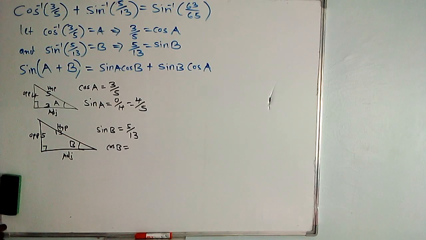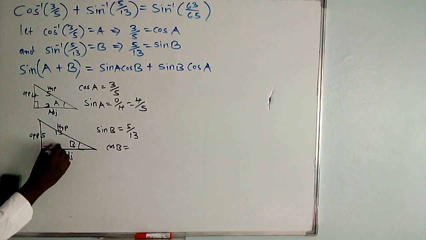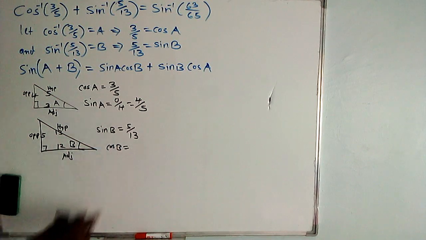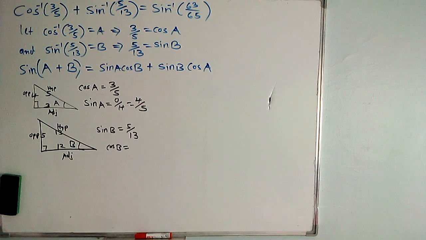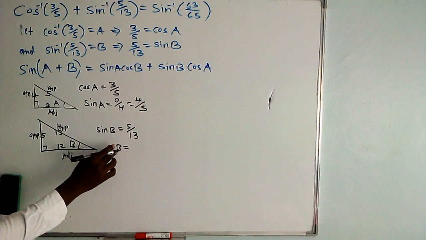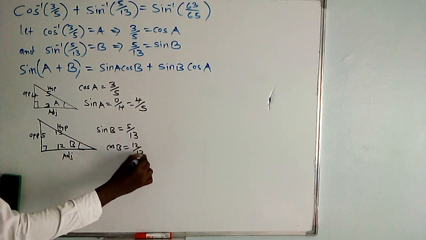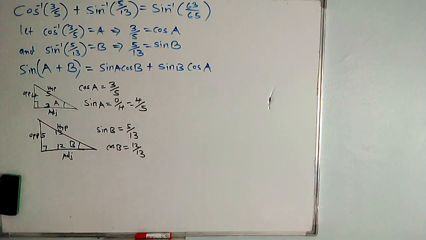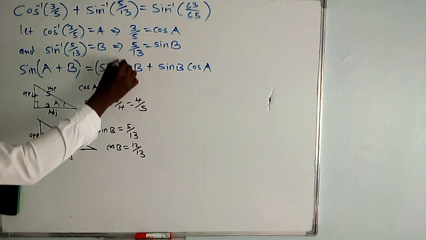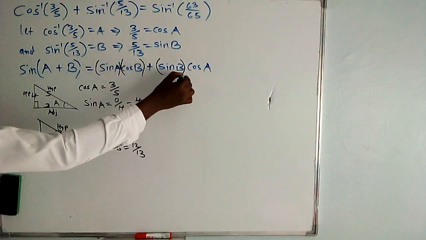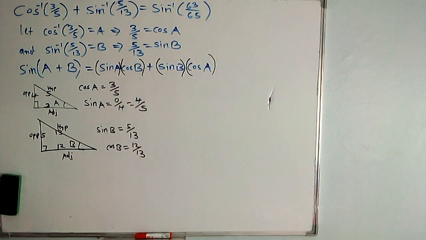What is the length of the adjacent? 12. After getting the length of the adjacent, you can now determine cos B. So what is cos B? 12 over 13, because cos B is adjacent over hypotenuse. Now having determined all that, we come back and look for sine (A plus B), because that is what we are determining in that equation.